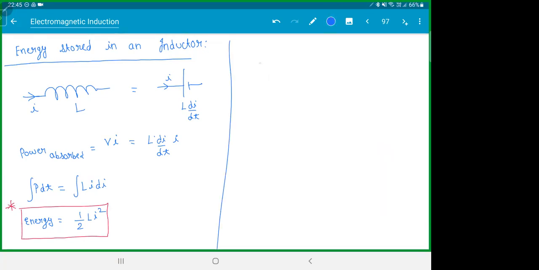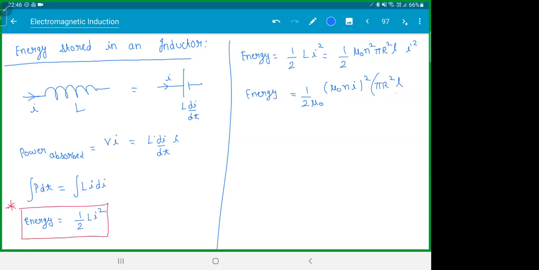And we know from the solenoid, for half L I square, I can write L as mu naught N square pi R square l, into I square. We can adjust this a bit: 1 by 2 mu naught, N I whole square, into pi R square l. What is pi R square l? Volume. So we get the term energy by volume.